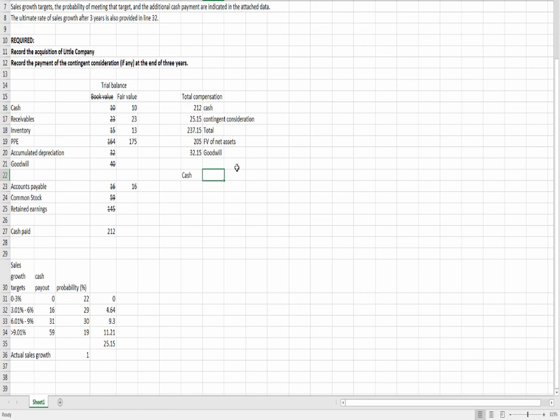Basically, we're going to record the receipt of all of these assets at their fair value, as well as the goodwill. And we're assuming an accounts payable liability. And okay, so this is the bundle of stuff we're acquiring. We're acquiring the net assets, plus we're acquiring some goodwill.